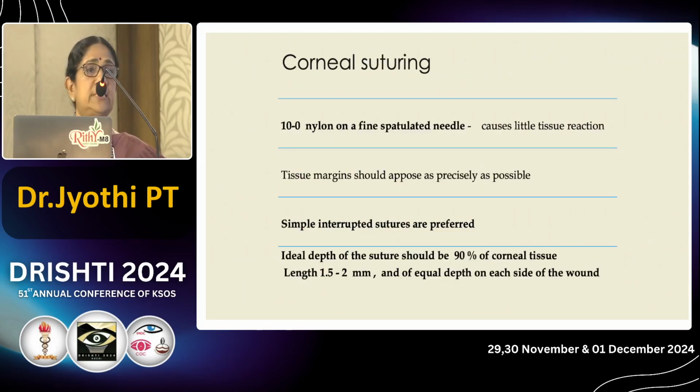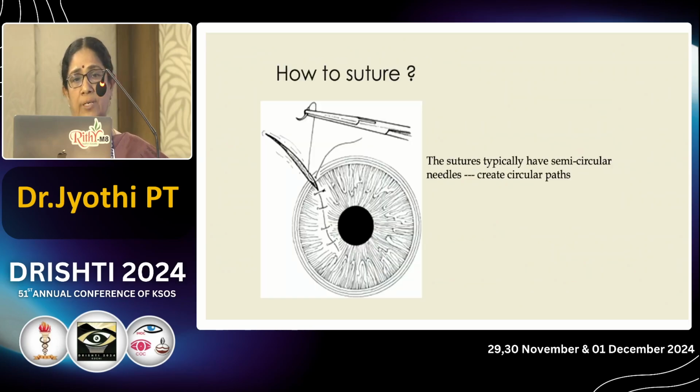Corneal suturing is done with 10-0 nylon suture on a spatulated needle, which causes little tissue reaction, and the tissue margin should oppose as precisely as possible. Simple interrupted sutures are preferred, and the ideal depth of the suture should be 90% of the corneal tissue, and the length should be 1.5 to 2 mm and of equal depth on each side of the wound.